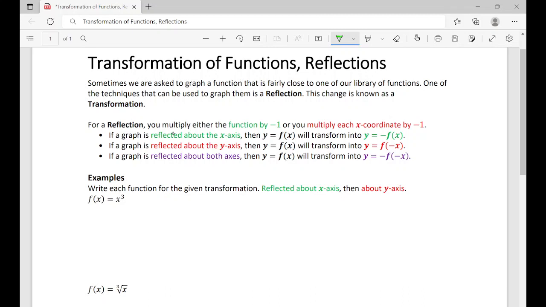So if a graph is reflected about the x-axis, then y equals f of x will transform into y equals negative f of x. If a graph is reflected about the y-axis, then y equals f of x will transform into y equals f of negative x. And if you actually reflect about both axes, then y equals f of x will transform into y equals negative f of negative x.